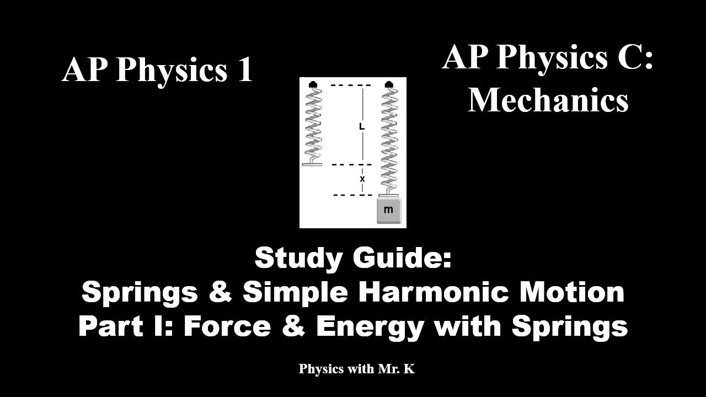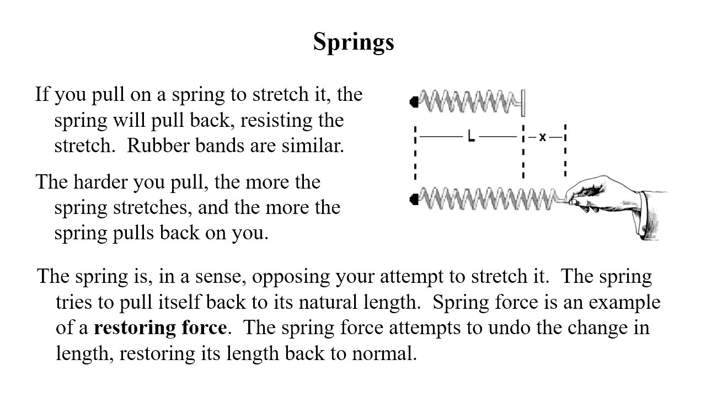So here we go. The main thing to understand at the start is that if you pull on a spring to stretch it, the spring will pull back, resisting the stretch. Rubber bands are like that too. The harder you pull, the more the spring stretches and the more the spring pulls back on you. The spring is, in a sense, opposing your attempt to stretch it. The spring tries to pull itself back to its natural length. Spring force is thus an example of what we call a restoring force. The spring force attempts to undo the change in length that you are imposing on it, restoring its length back to normal.